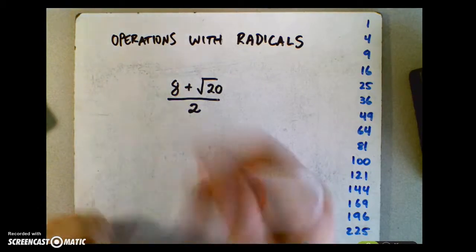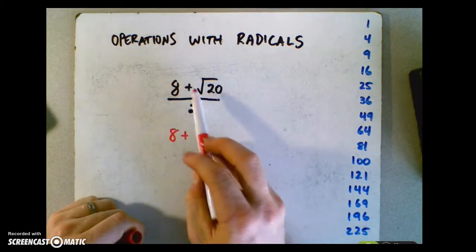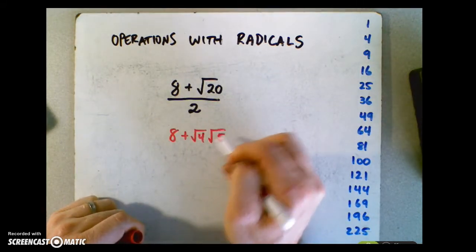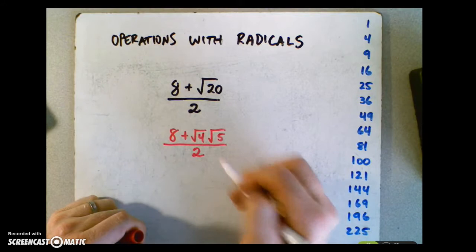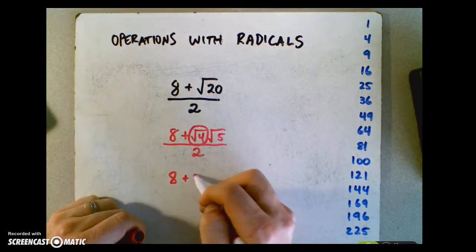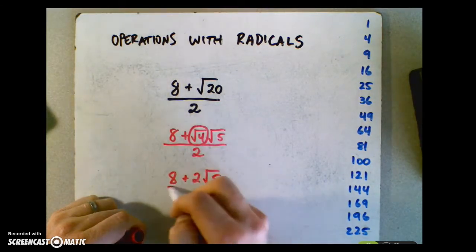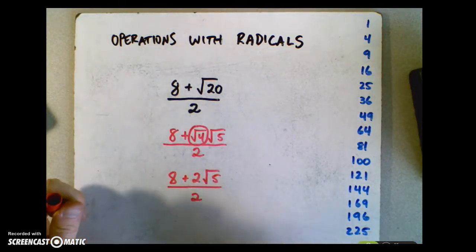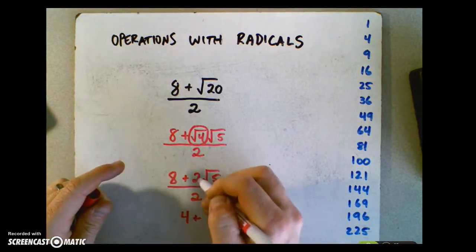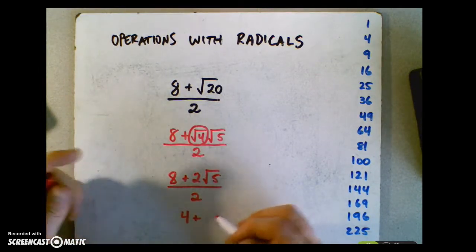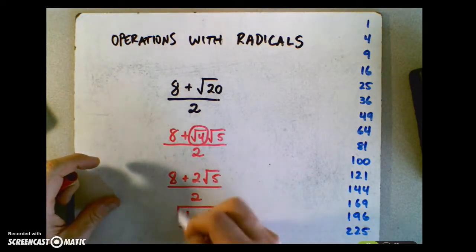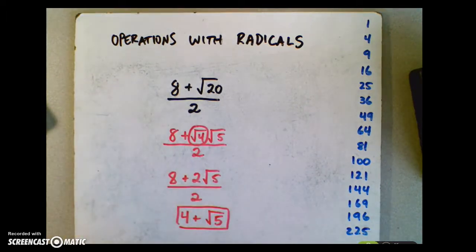So here's what I'm going to do. I'm going to do 8 plus radical 20, which is radical 4 times radical 5, over 2. I'm going to take the square root of radical 4. So 8 plus 2 radical 5 over 2. And now I'm going to do my reducing. 8 over 2 is 4 plus 2 over 2 is 1. You can write the 1 or not, so I could just write radical 5 there. If you want to put a 1 in front of the radical 5, that's totally fine.